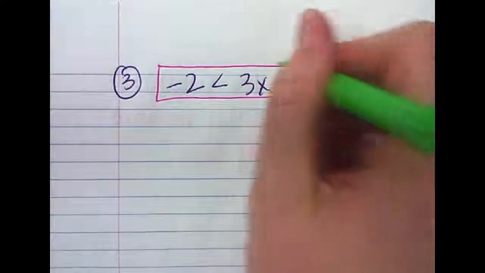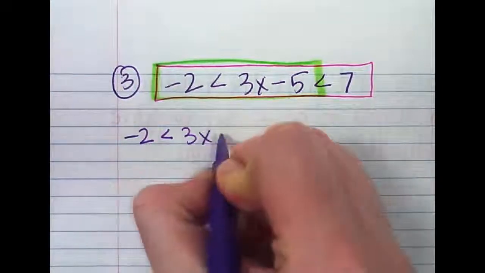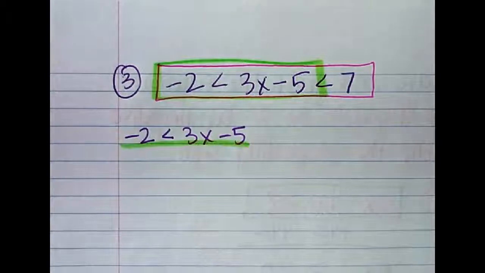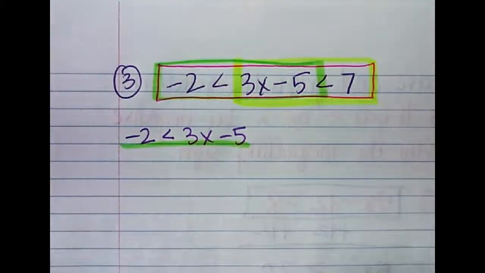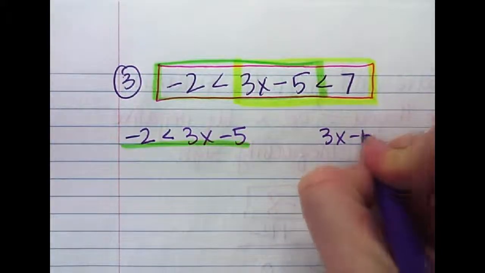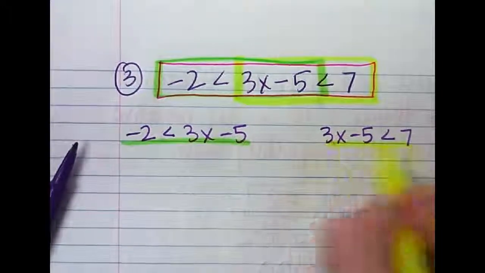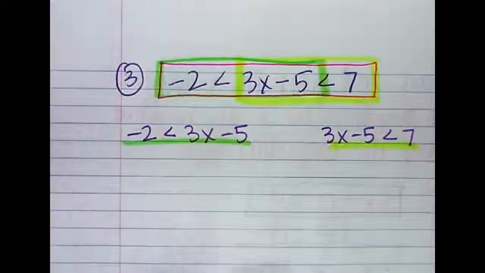I'm going to do the left and the middle together, and I'm going to write that. So negative 2 is less than 3x minus 5. So there's that left side. And I also do the middle with the right side. So 3x minus 5 is less than 7. And then I solve it and then I put it back together.